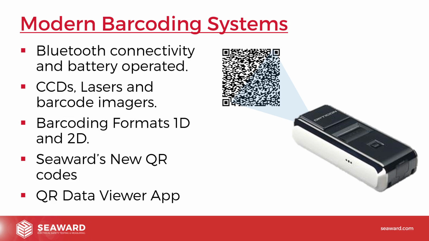Or if there's a maintenance problem, say there was a faulty drill, you can scan that and send that data through as part of your user check process, and that data would then be sent through by email. It'd be traceable to your maintenance department, and then obviously they can come out and carry out the repairs. So the QR data viewer app is quite a useful part of that process, and it just gives you an idea of what modern barcoding systems give you the ability to do.